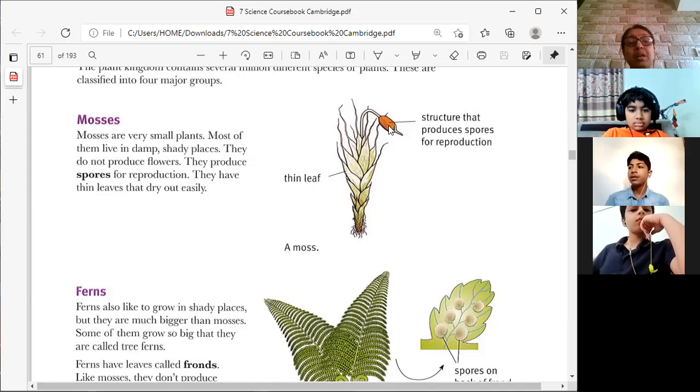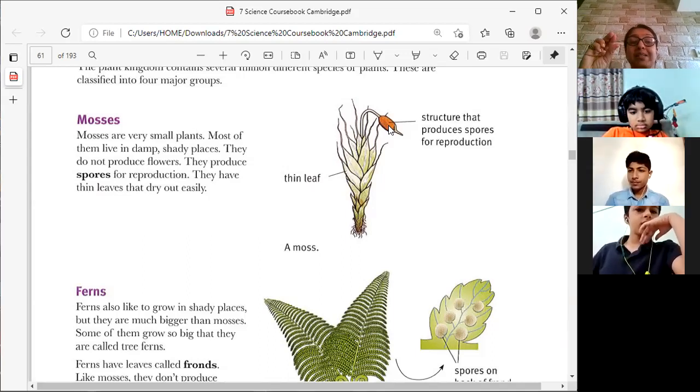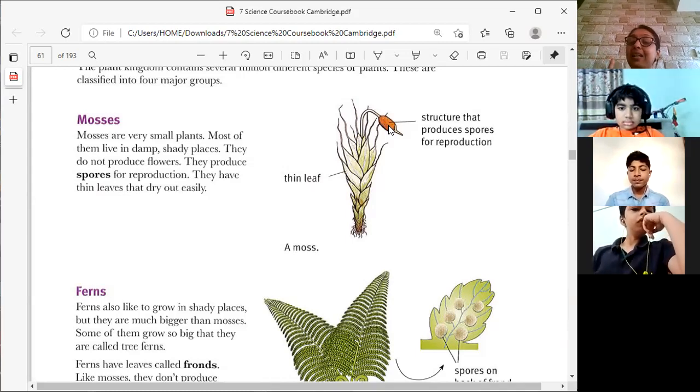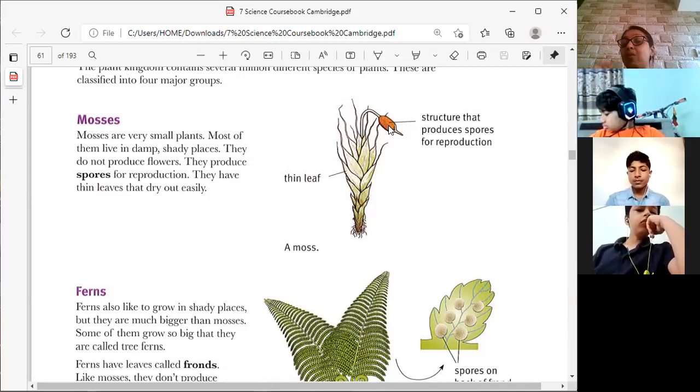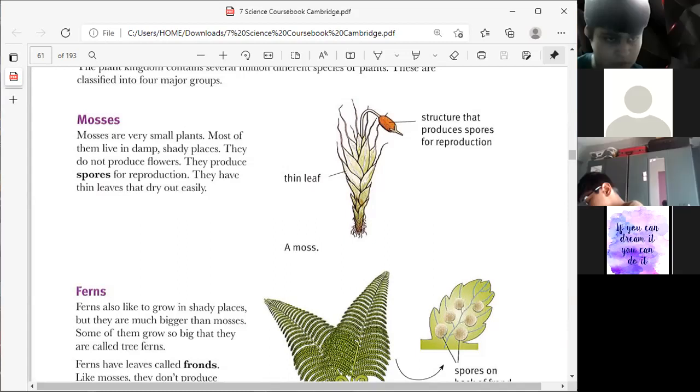Have you understood about mosses? Any doubt about mosses? The first group is mosses: small plants, damp and shady places, no flowers. They only have spores for reproduction, and their leaves are thin, which dry out easily. Can we move to the other? Yes, everybody's understood what I'm teaching.